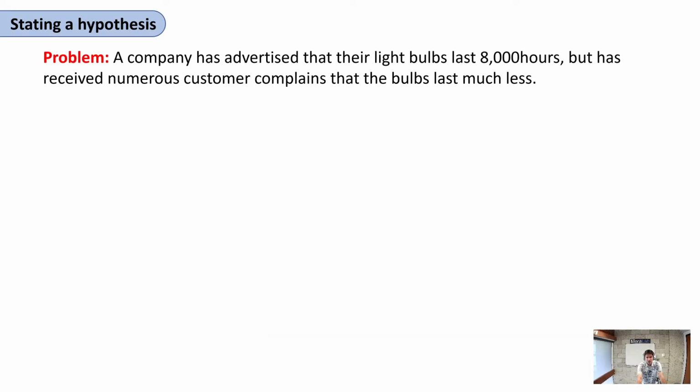Now, let's look at this other example here. A company has advertised that their light bulbs last 8,000 hours, but has received numerous complaints from customers that the light bulbs last much less. The null hypothesis, which is again how things normally are, given this specific problem, should be that the light bulbs last 8,000 hours, right?